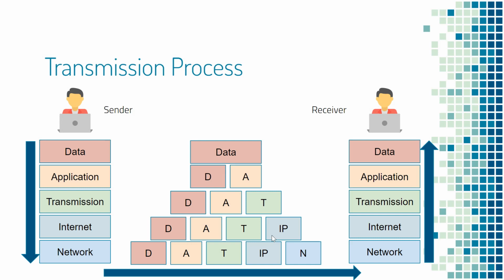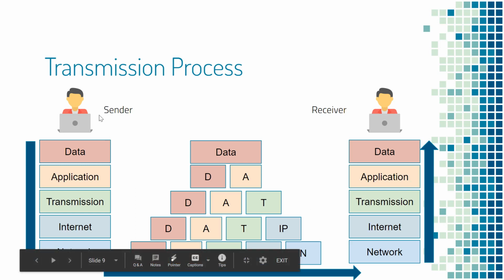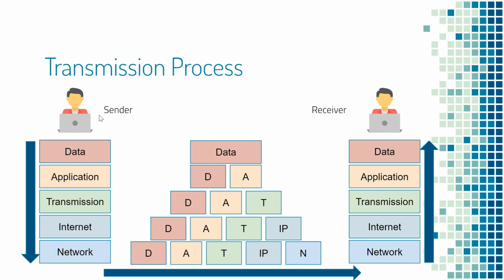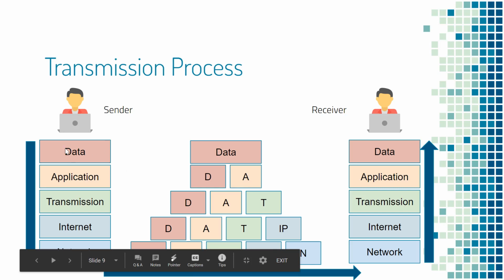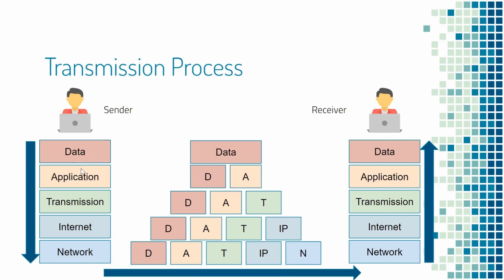So how is the transmission process done? When a sender, or you as an end user, is trying to reach a website or send an email, you have your own data, and the communication model here goes from top to bottom. When you are trying to send an email, the designated protocol here is going to be SMTP, for example, the mail protocol.